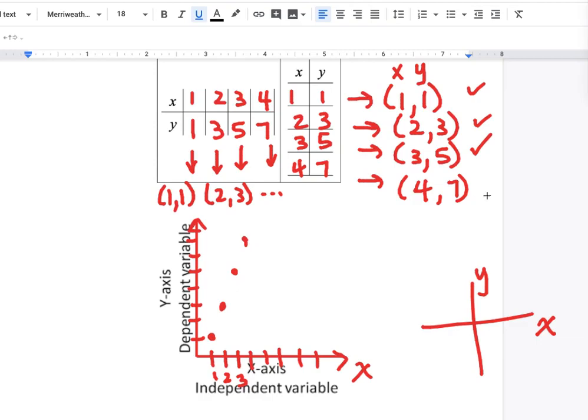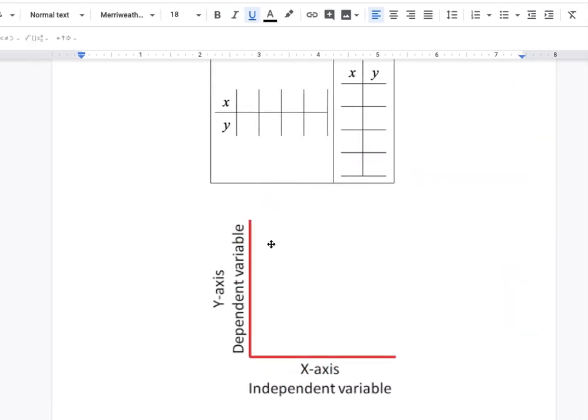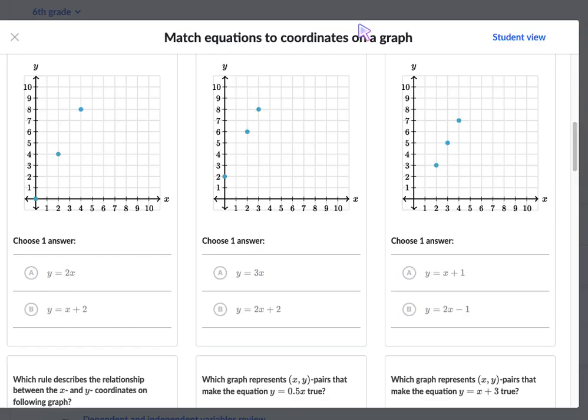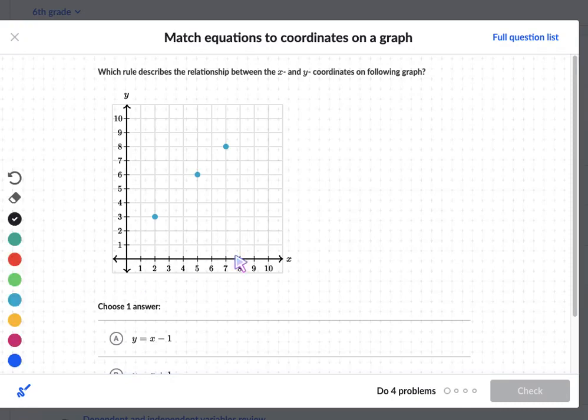All right. Please make sure that you have this written down in your notes before we move on to some examples on Khan Academy. All right. Let's do some problems on Khan Academy.